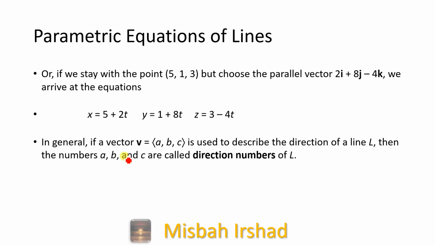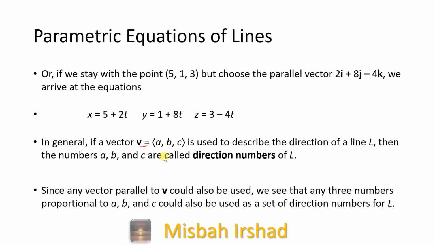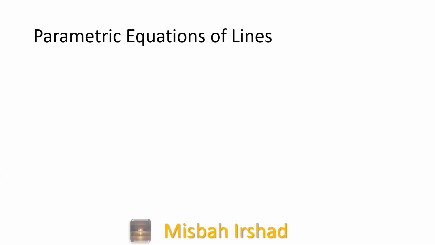So in general, the direction vector v equal to a, b, c is used to describe the direction of a line, and the numbers a, b, c are called direction numbers. Since any vector parallel to v could also be used, any three numbers proportional to these numbers a, b, c could also be used as a set of direction numbers for the line.